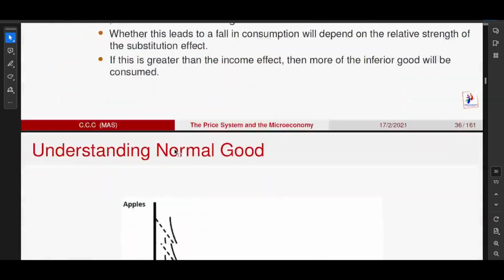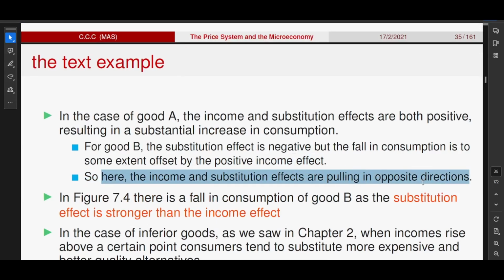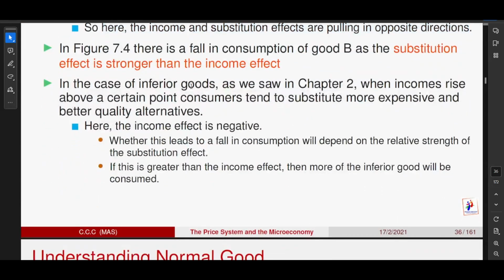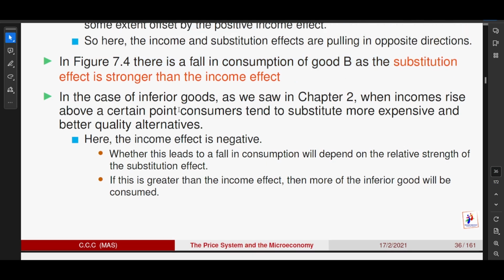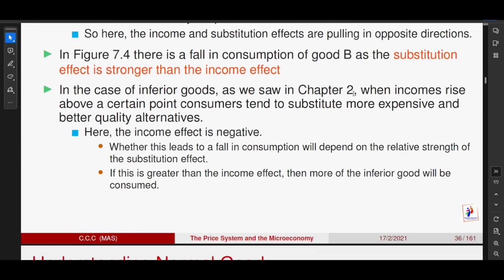So we continue from there and we say, here the income and substitution effects are pulling in opposite directions, right? When the product is an inferior good, we see that the substitution and income effects move in different directions. So there's a positive and there's a negative, and they settle at some point. In the next figure, there's a fall in consumption of B as the substitution effect is stronger than the income effect, right? That was this one, 7.4. So the substitution effect is greater than the income effect.